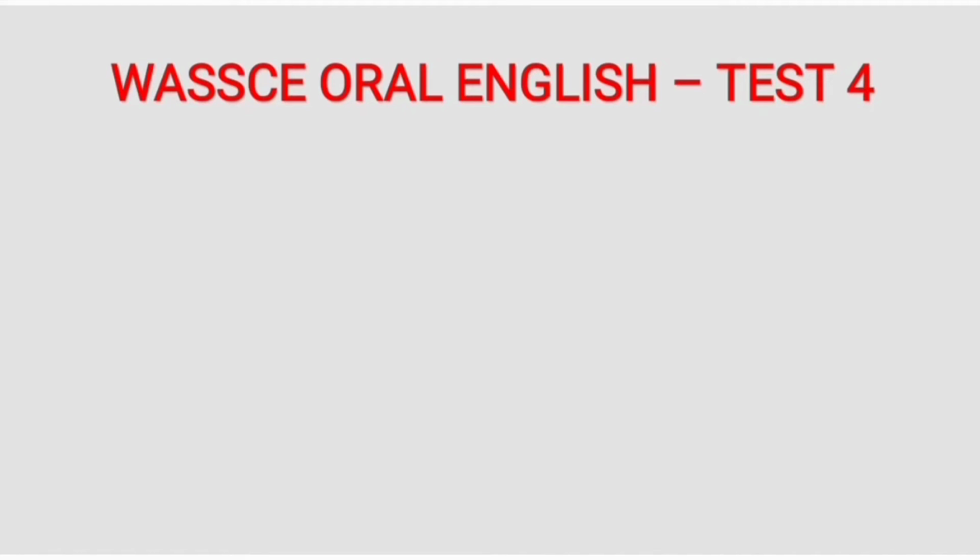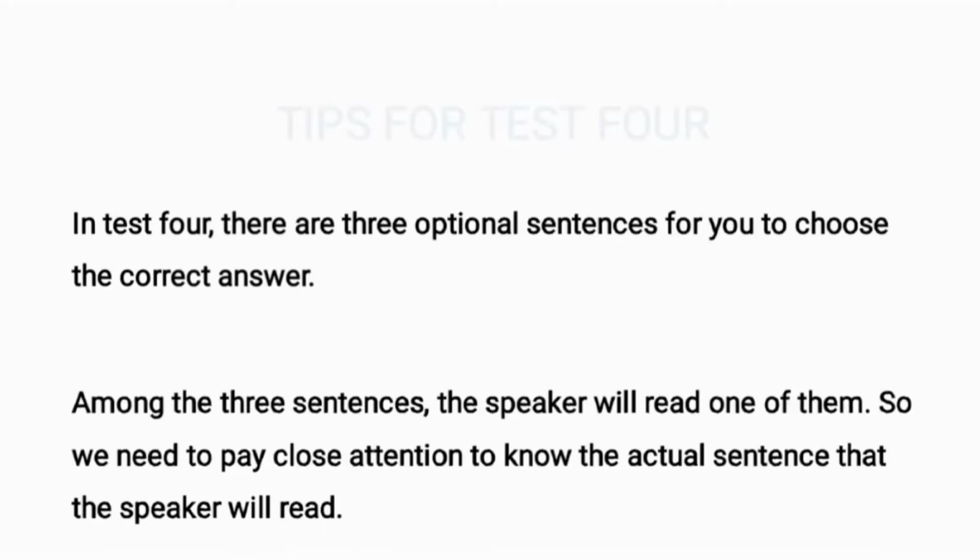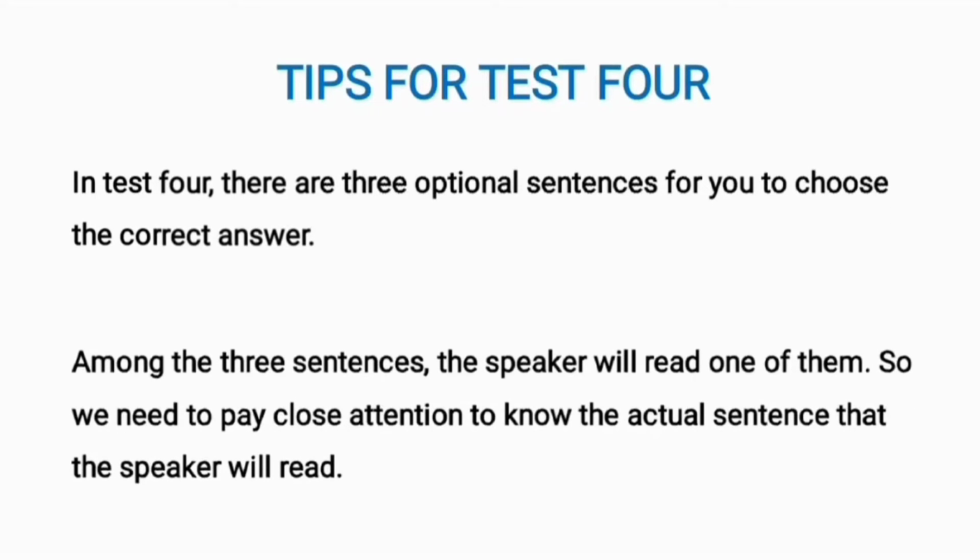Wassce Oral English Test 4. Tips for Test 4. In Test 4, there are 3 optional sentences for you to choose the correct answer. Among the 3 sentences, the speaker will read one of them. So we need to pay close attention to know the actual sentence that the speaker will read.